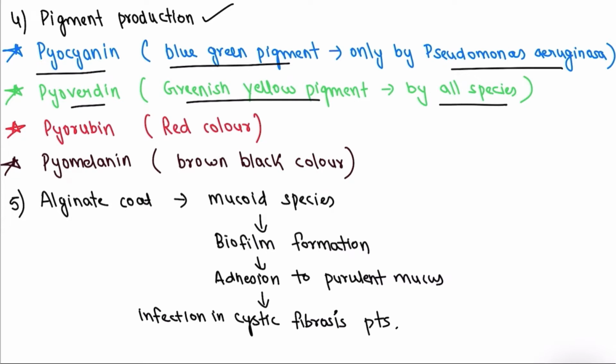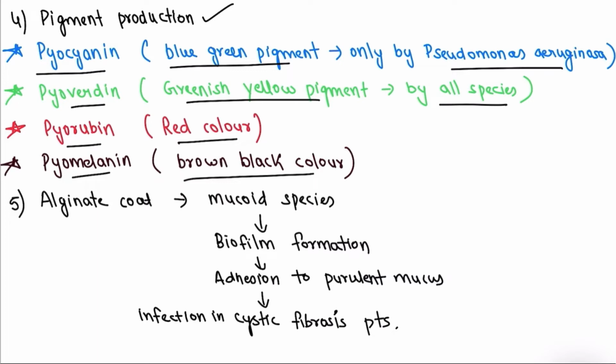The third one is pyorubin. It imparts red color, and the fourth one is pyomelanin. It imparts brown black color. So there are a total of four pigments. First one is pyocyanin, pyoverdin, pyorubin and pyomelanin.